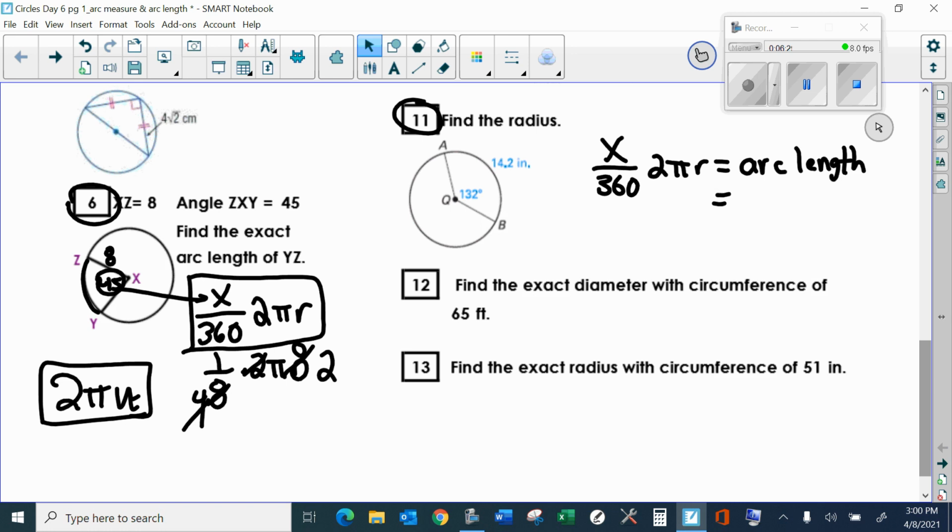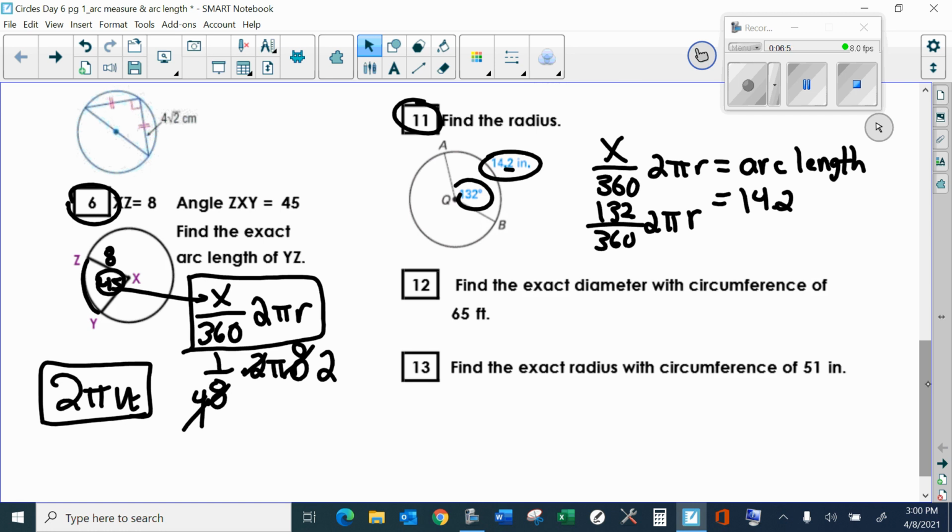Okay, well in this case we know the arc length, 14.2. We don't know the radius, but we know the degrees, 132 out of 360, times 2 pi r. So we're now solving for r. And this would be to the nearest 10th, because they've gone to the nearest 10th in their problem.